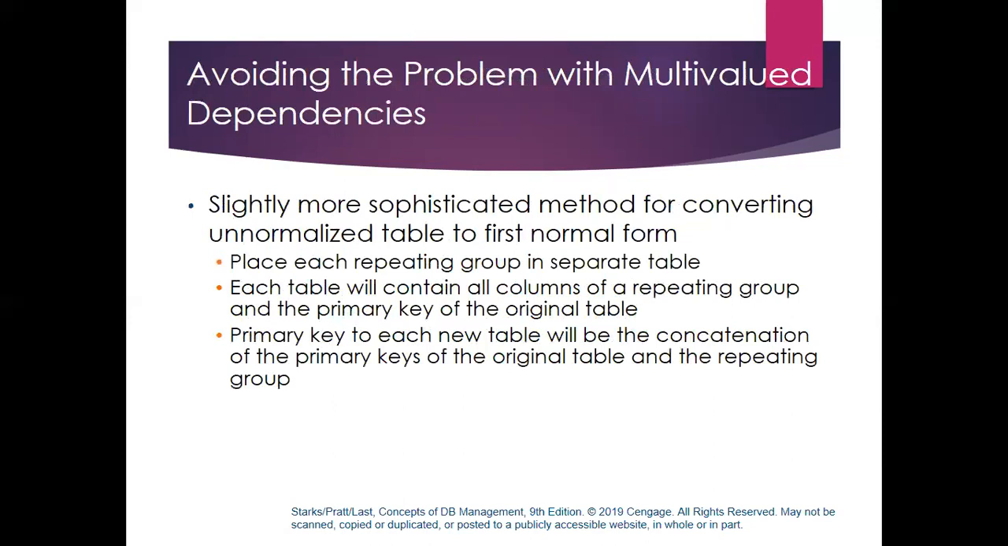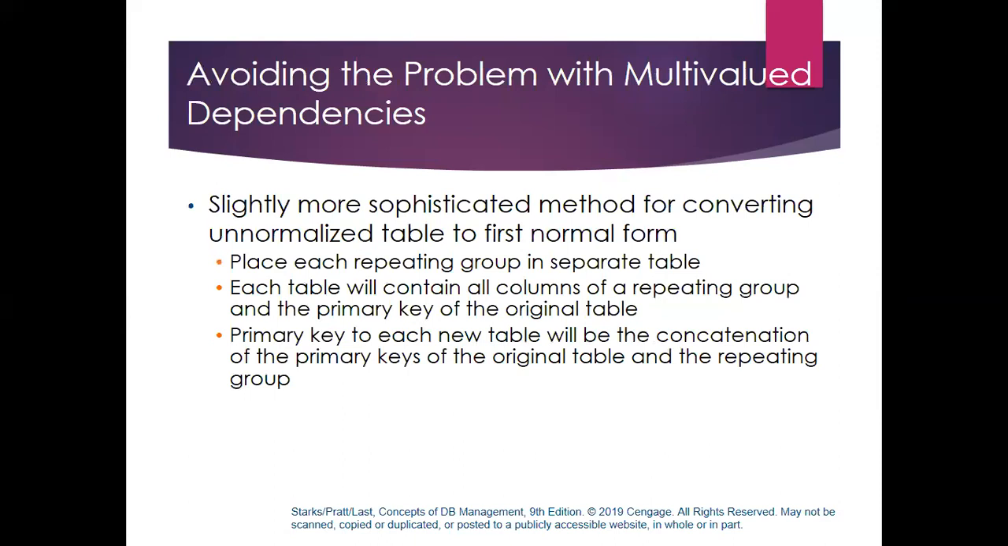How does one avoid the problem with multi-valued dependencies? When there is more than one repeating group in a table, the normalization process or method discussed for the first normal form, second normal form, and third normal form is inadequate. In such a situation, you will have to use a slightly more sophisticated method for converting an unnormalized table to first normal form.